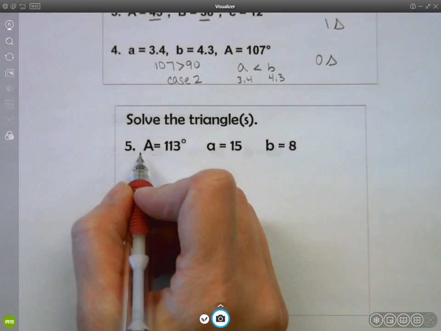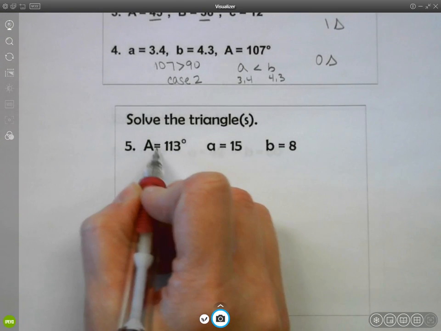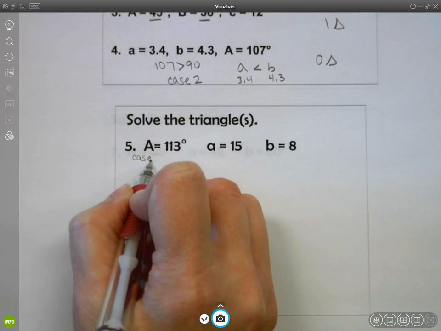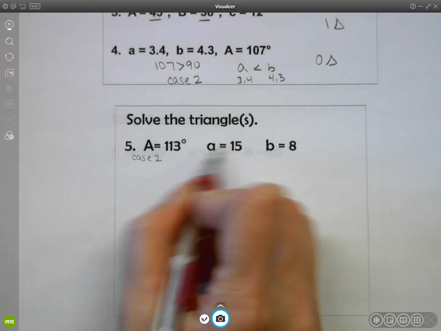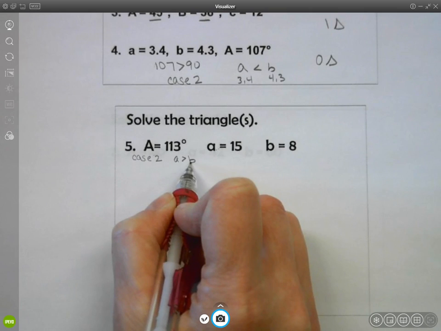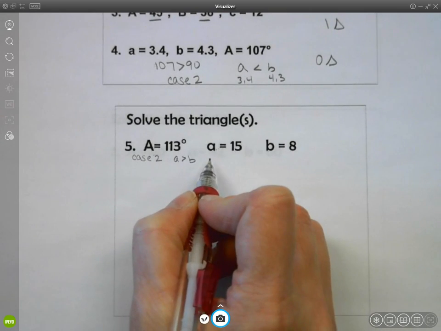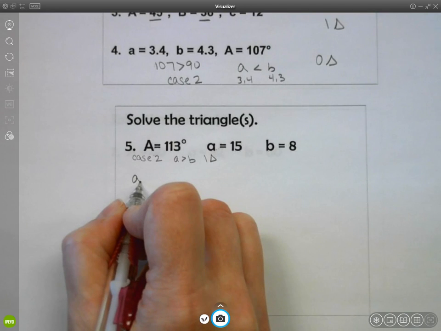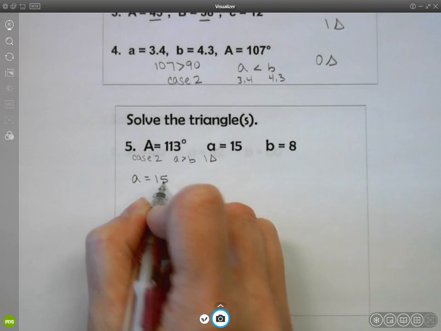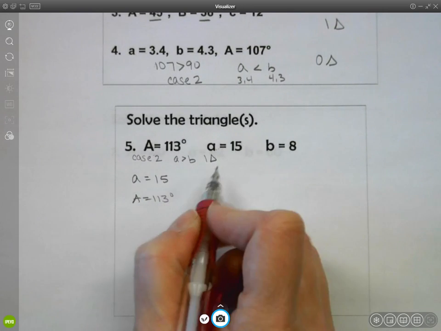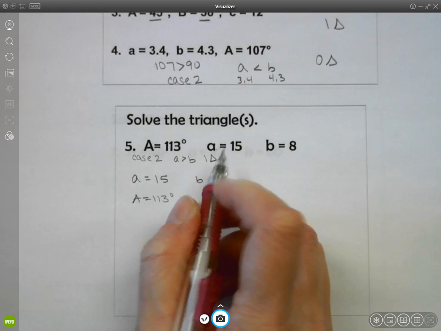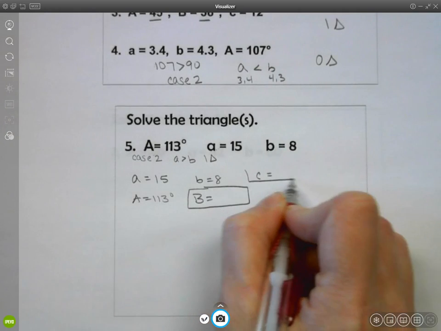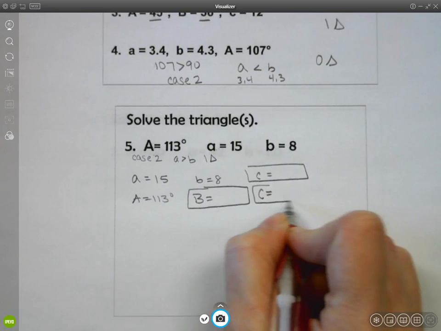So we are going to have to look at our angle. We have an obtuse angle. So we're looking at case 2. We compare A to B. We see that A is greater than B. So that means that we have one triangle. So we can solve like normal. We can say side A is 15, angle A is 113, side B is 8, angle B we do not know, side C we do not know, angle C we do not know.